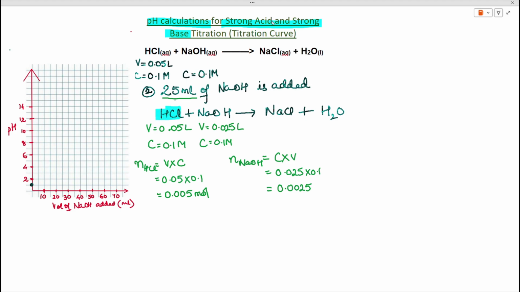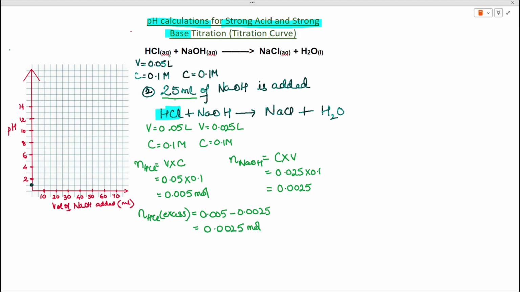So we'll first figure out the excess number of moles of HCl, because that's going to make the solution acidic. So the excess moles of HCl is 0.005, and from that we'll subtract 0.0025, and for this we'll get 0.0025 moles. So these are the excess number of moles.